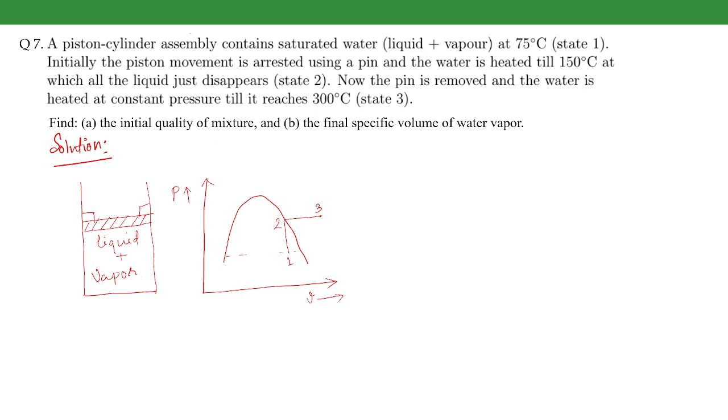At state 2, the liquid just disappears, that is it is a saturated vapor phase. Now the pin is removed and the water is heated at a constant pressure. So after this state, when it reaches saturated vapor phase, the pins are removed and the piston is now free to expand. So there will be a constant pressure heating process till 300 degrees Celsius is reached, that is state 3. We have to determine the initial quality of this mixture of liquid plus vapor, and the final specific volume of the water vapor.